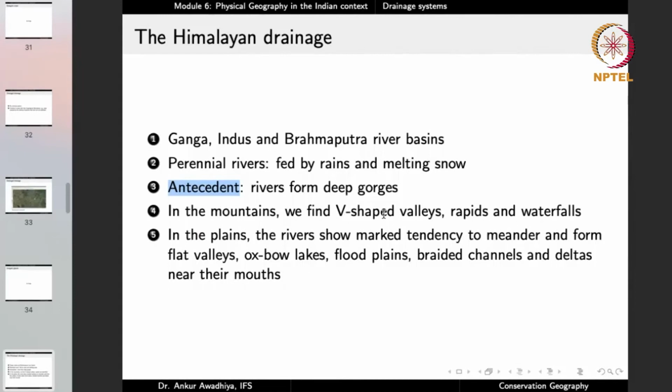In the mountains we find V-shaped valleys, we find rapids and we find waterfalls. And in the plains the rivers show a marked tendency to meander and form flat valleys, oxbow lakes, floodplains, braided channels and deltas near their mouths. Now why is that so? Because the Himalayas are young fold mountains.